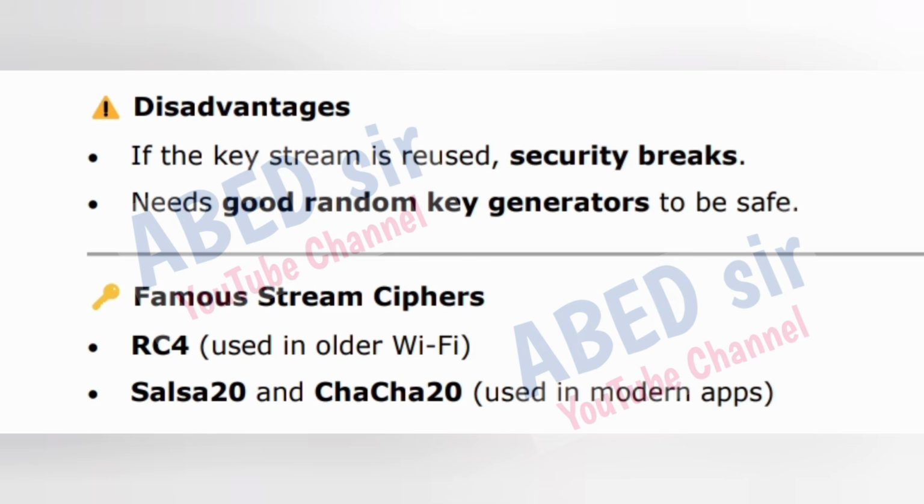Disadvantages: if the key stream is reused, security breaks. Needs good random key generators to be safe. Famous stream ciphers: RC4, used in older Wi-Fi. Salsa20 and ChaCha20, used in modern apps.